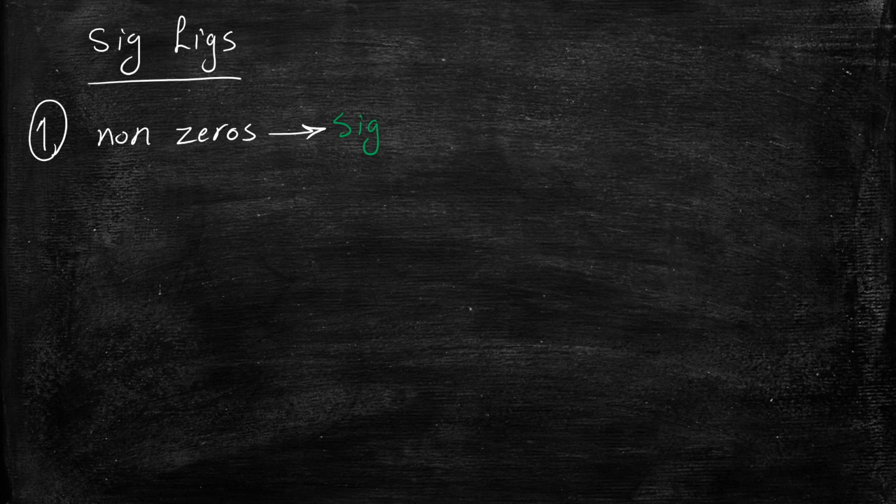Non-zero digits are significant. For example, if you have a number 23, that means it has 2 significant figures. If you have a number 117, that has 3 significant figures, right? So non-zero digits are always significant. If you have a number 1.23, so how many non-zeros? There are 3, so that's 3 significant figures. That's rule number 1.